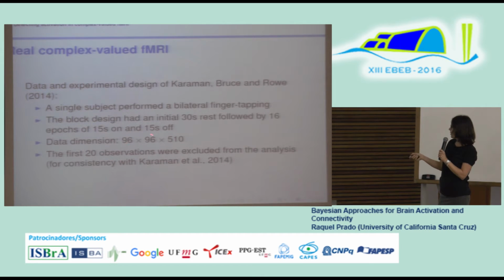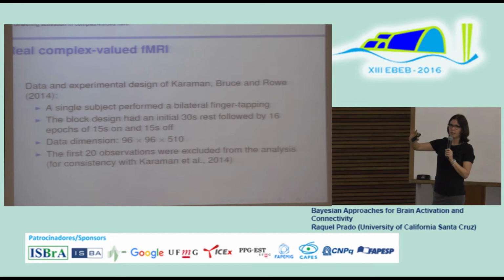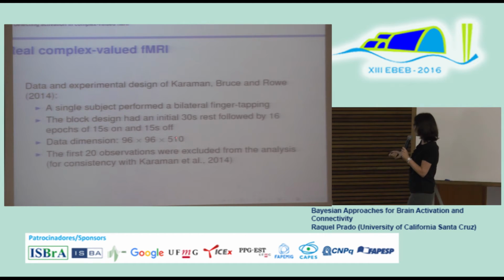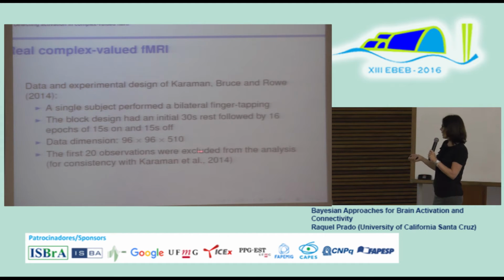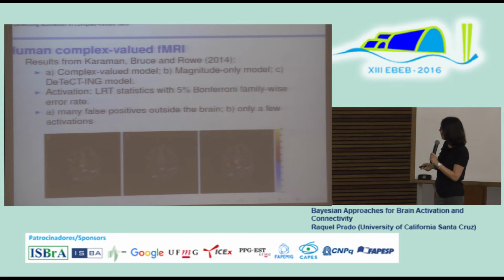For the data dimension, we are looking at slices. You can get the 3D signals as well, and we'll consider those eventually, but this is just the slices, and this is the time component, so the signals are 510. So your time series at each voxel is this length. We excluded, just for consistency with the paper, the first 20 observations from the analysis.